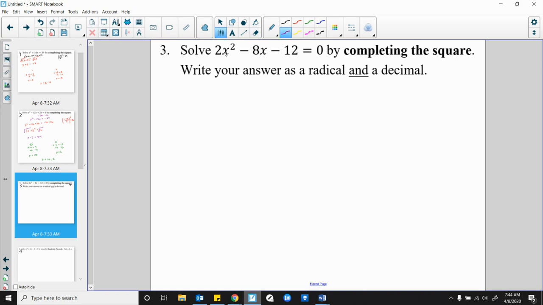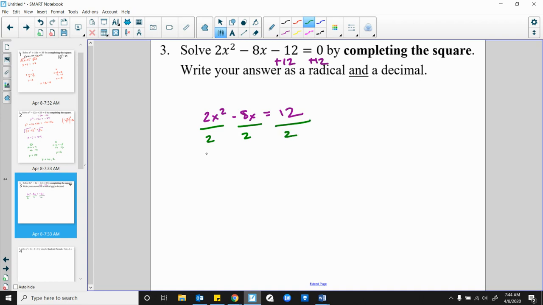Step 1 is to make sure the variables are on one side and the constants on the other. So I'm going to have to add 12 to get rid of that. So we add 12, and here we'll have 2x squared minus 8x equals 12. Now, step 2 was to make sure there's nothing in front of the x squared. In this case, there is. And to do that, we're going to divide by 2 everywhere.